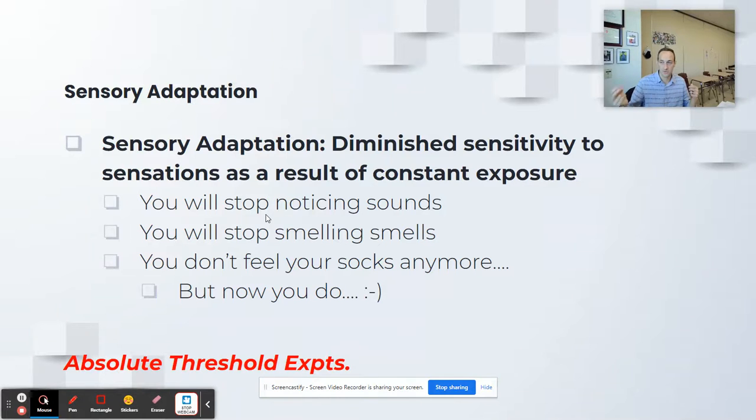When you're driving, you notice maybe the sound of when you're accelerating and increasing onto the highway, but eventually after a while you just tune that out and you stop noticing it. That's because you've adapted to it. This is called sensory adaptation.